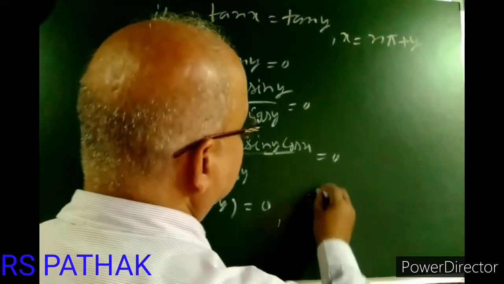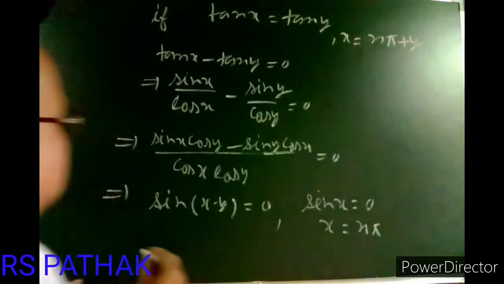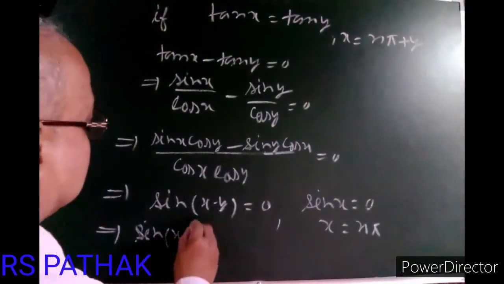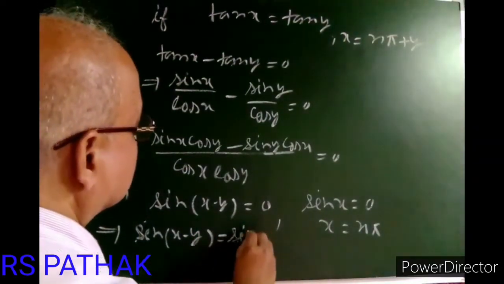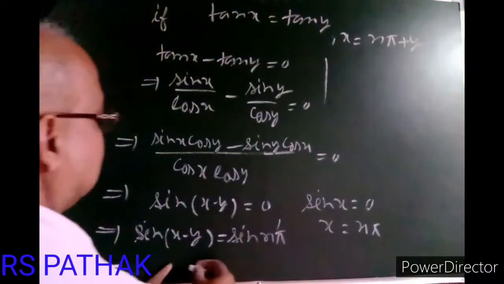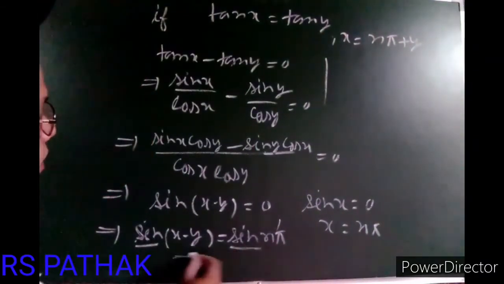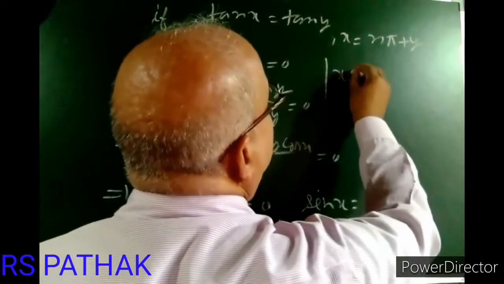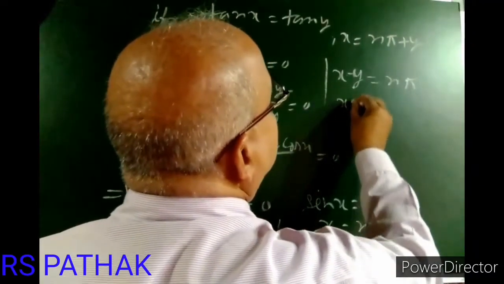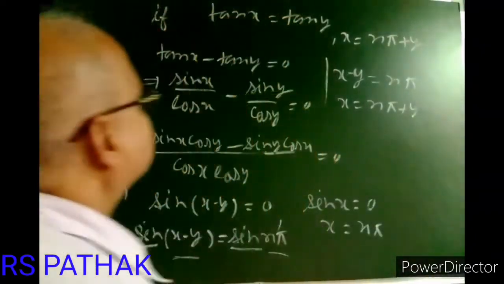Again applying the general formula for sin x equal to 0, then x will be equal to n pi. Then I can write it as sin (x minus y) equal to sin n pi. Sin both sides, sin are same, therefore the angle must be same. This angle equal to this angle. Then I can write it as x minus y equal to n pi, x is equal to n pi plus y. y will go in this side, it will become plus.